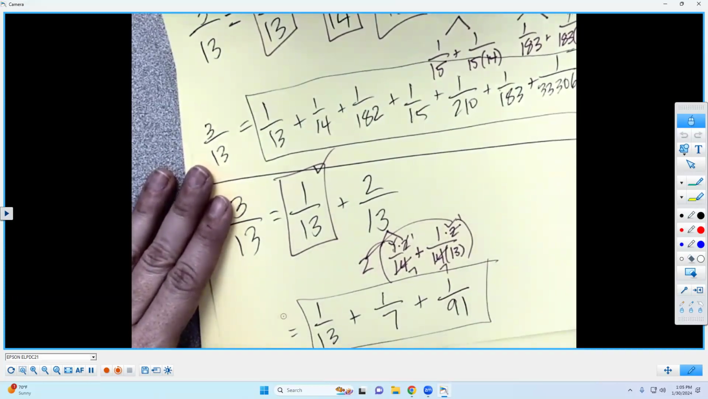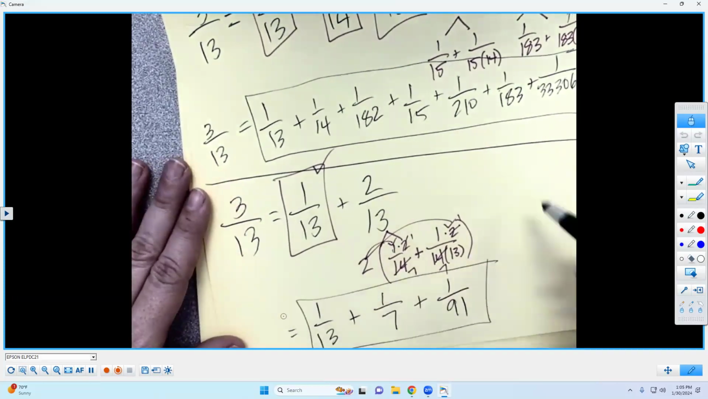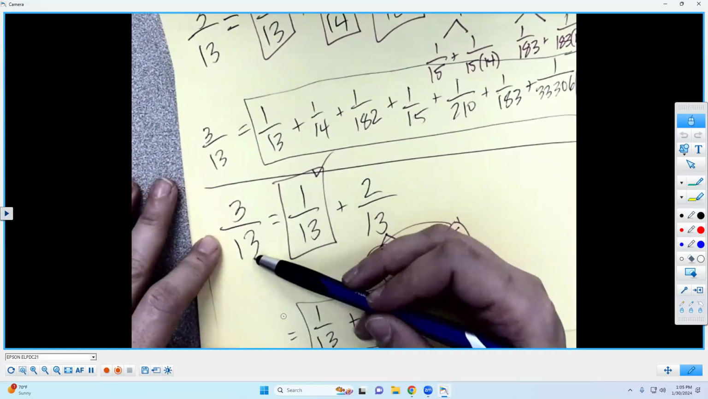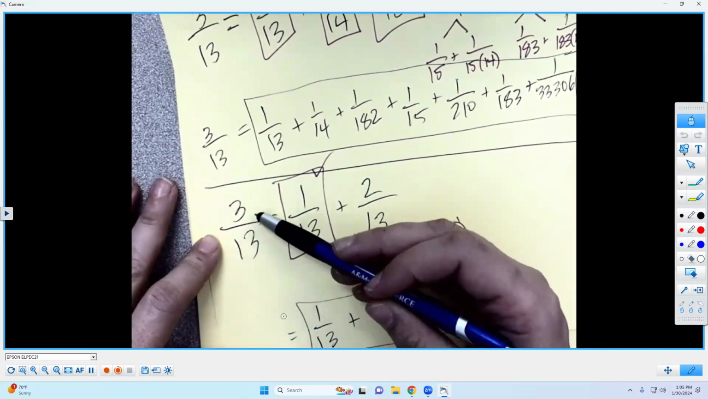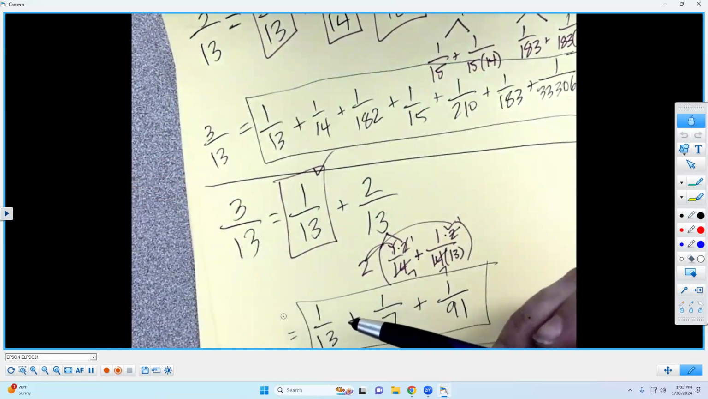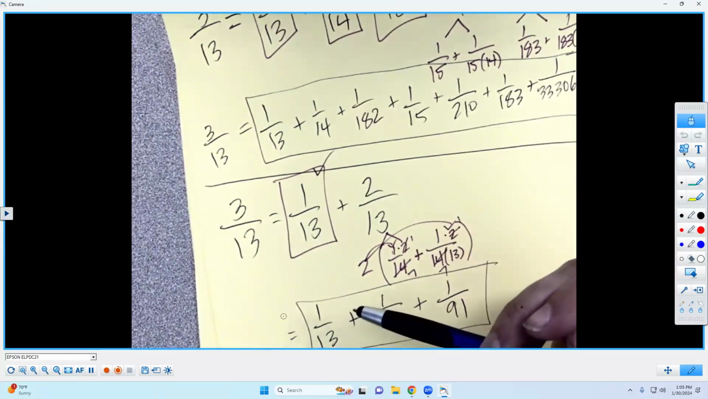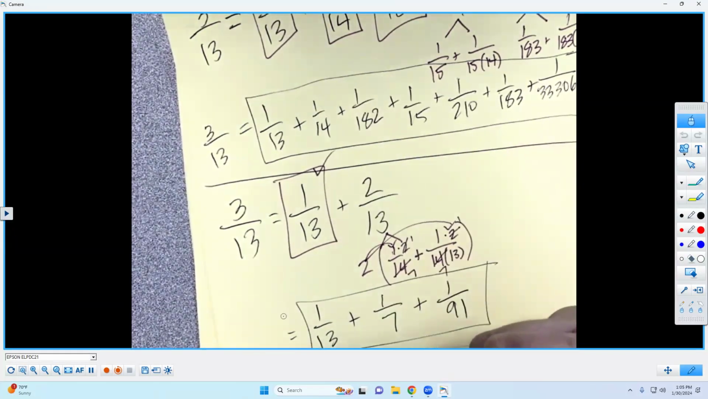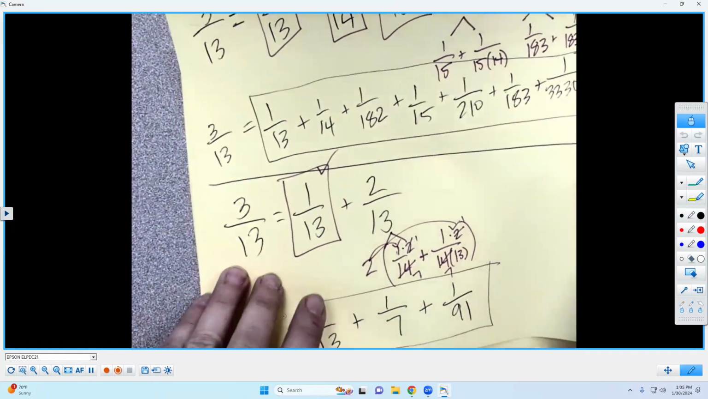Isn't that better? And this idea kind of works with the bigger ones too, for like 5/13 or 6/13 or 7/13 or 8/13. You can be very thoughtful, like you kind of have to think ahead in the problem, but you can make it work out this way. Okay, so let me show you that.